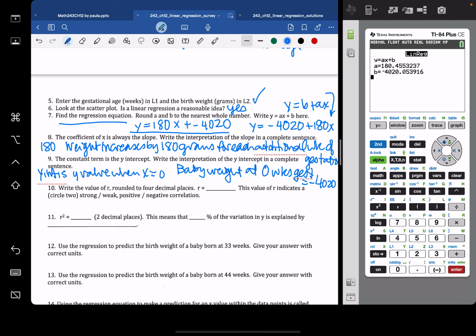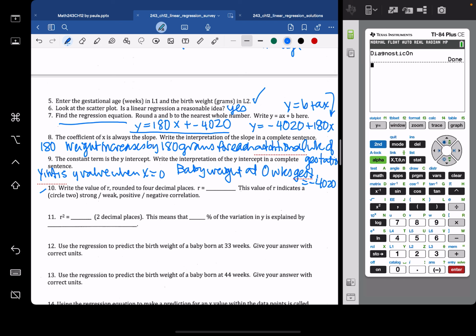The next thing it says is to write the value of r. And my calculator did not give me the value of r, but in order to have r, I need to turn on the diagnostic. So you should only have to do this once. You need to go to second catalog, and then you scroll down until you get into your D's, diagnostic on. So I guess the r and r squared are the diagnostic.